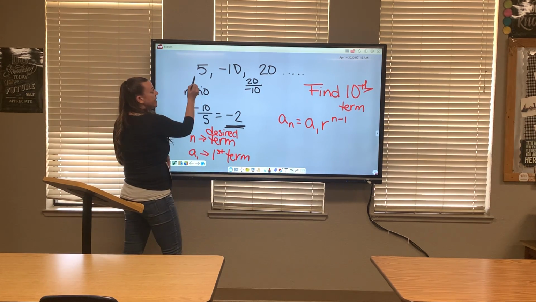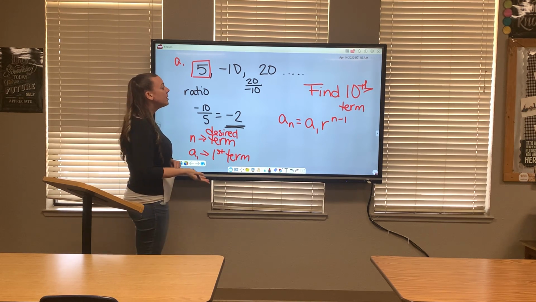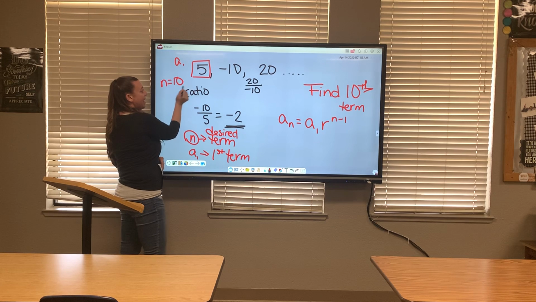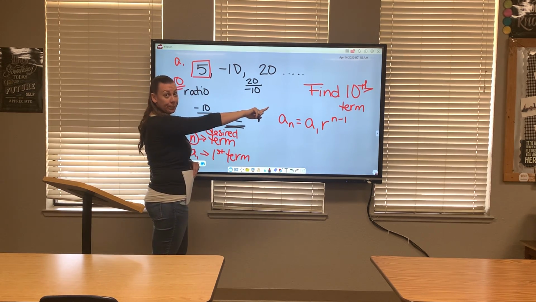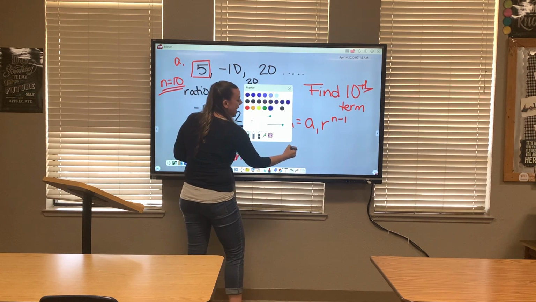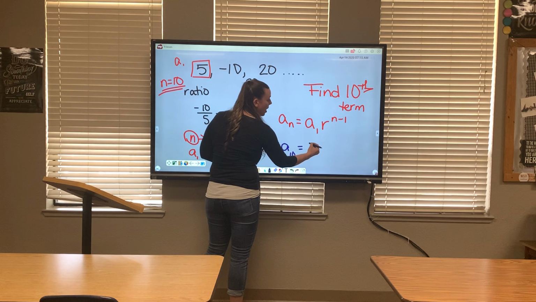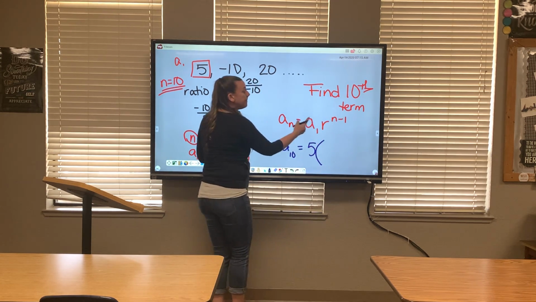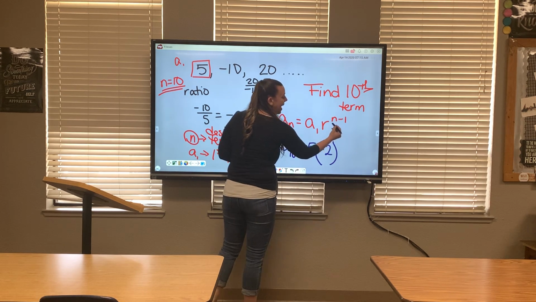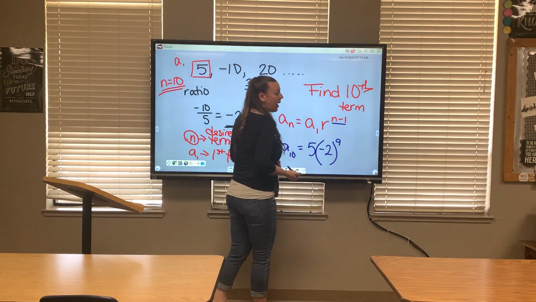So in this case, this is my first term, that's my a sub 1. My n, in this case, is going to equal 10 because I want to get to the 10th term. Okay, so if I want to find the 10th term, I'm going to plug this in. So I'm going to say that a sub 10 equals a sub 1, which is 5, times my ratio I found, which was negative 2, to the n minus 1. So if n is 10, this is going to be to the 9th power.